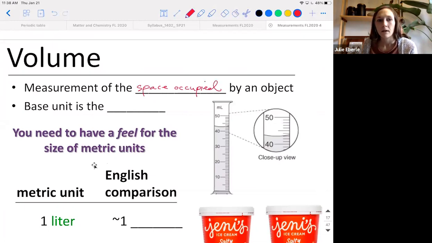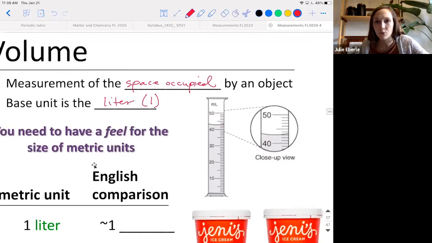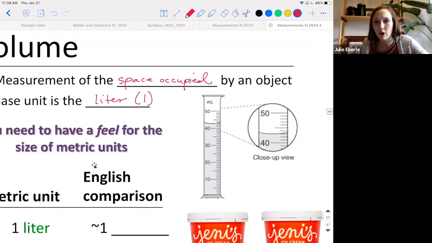Volume is a measurement of the space occupied by an object. The base unit there is the liter, and we abbreviate liter with a lowercase l. Sometimes you'll see it capitalized if it's with a prefix like milliliter. A lot of times we have specialized equipment for measuring volume, like graduated cylinders, volumetric pipettes, and syringes, because we're usually measuring something that's a liquid, right?